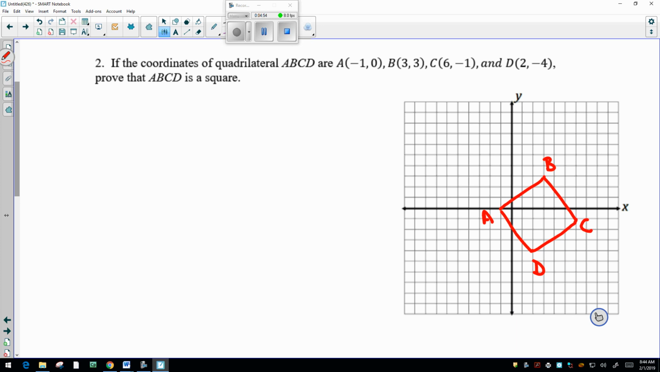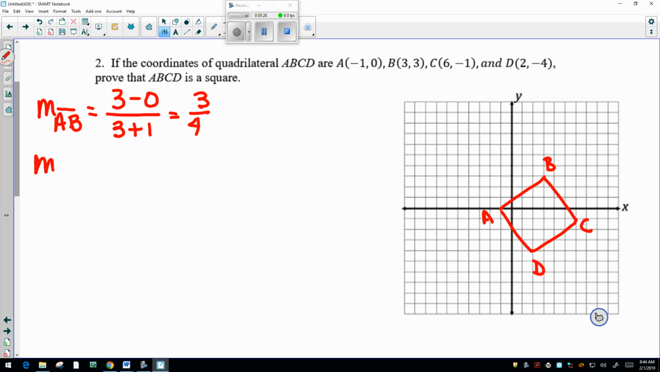So from our definition, we know a square has 4 congruent sides and 4 right angles. And right angles are formed by perpendicular lines, and perpendicular lines means I want to test slope, and I want to make sure that they have negative reciprocal slopes. So if I were to just start with AB, look at the coordinates, I could have 3 minus 0 over 3 minus a negative 1. So simplifying, I get a slope of 3/4.